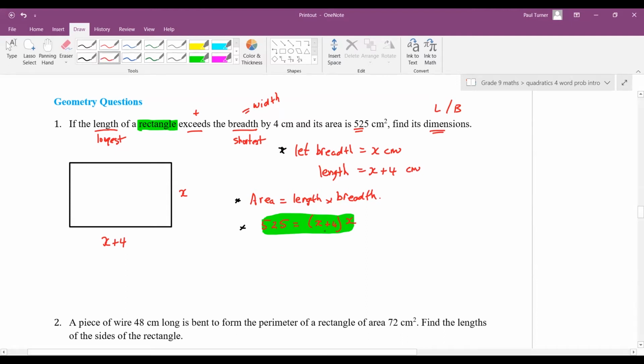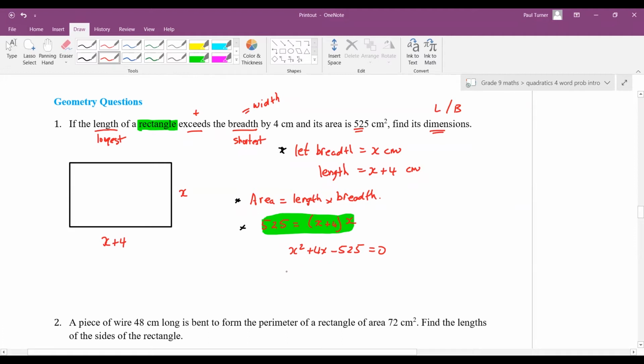So we could rearrange this a little bit. We'll have x squared plus 4x. I'll bring my 525 over. I will get minus 525 equals 0. Okay, so what I did here, you could factorize this, but I think the quadratic formula is probably quicker because it will take you a while to guess what the factors are.